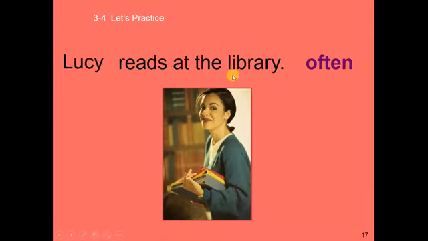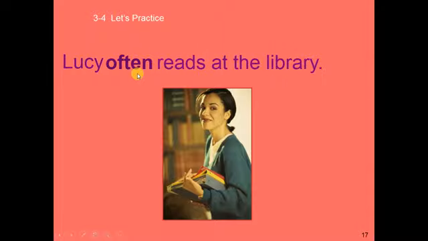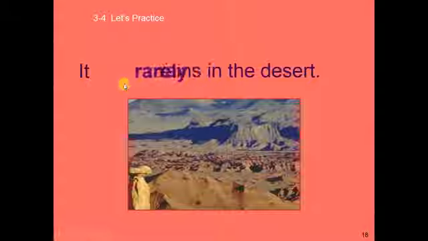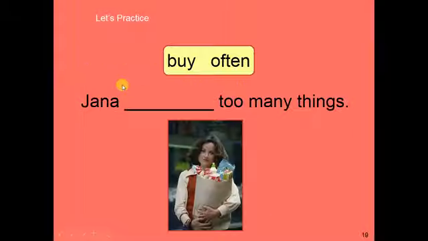Lucy reads at the library. Use often. Here Lucy has a main verb, reads. Lucy often reads at the library. It rains in the desert. It's a fact. Rarely. It doesn't happen often, so rarely it happens. It rains, so it will be: it rarely rains.